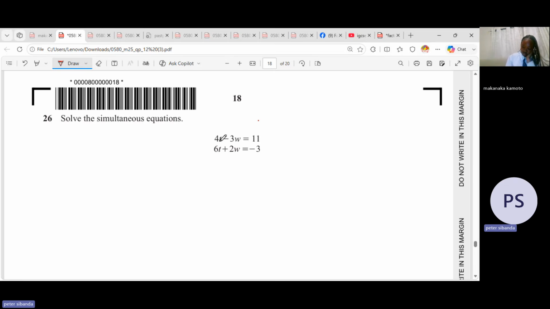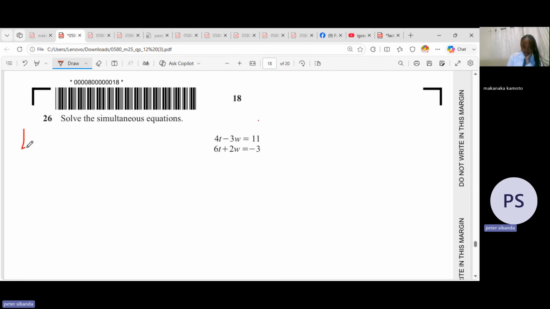we have got 4t minus 3w equals 11, and then 6t plus 2w equals minus 3. We don't have a t standing on its own with a coefficient of 1, or a w. If we had such a situation, maybe substitution would be a preferred method. But in this case, I think elimination can be preferred. I will show you how to eliminate t and get w, and how to eliminate w and get t.